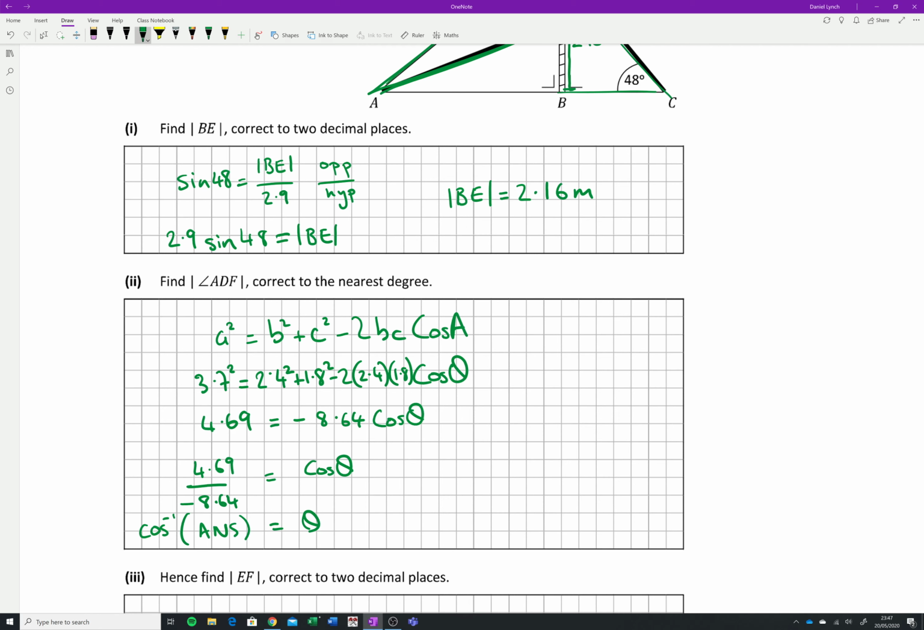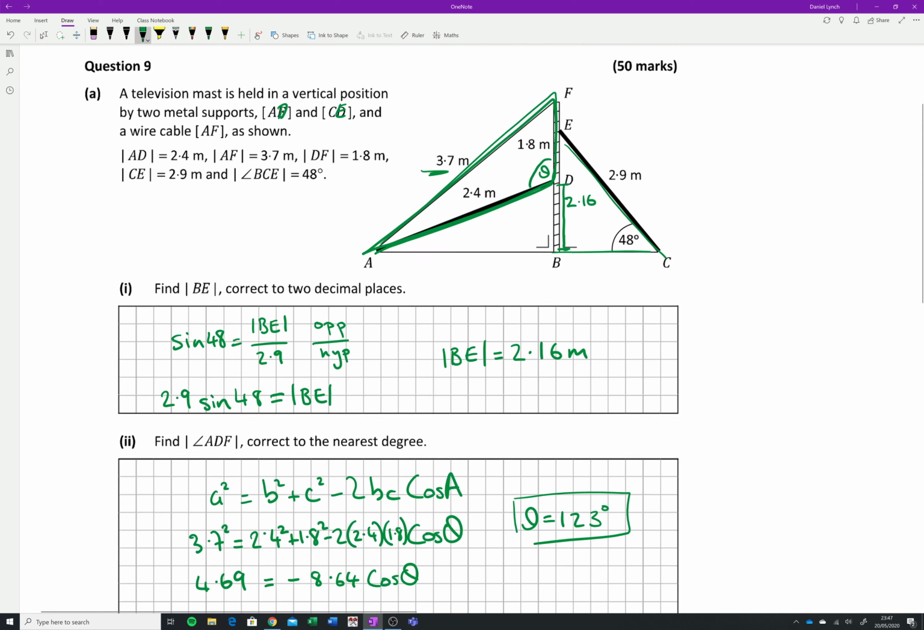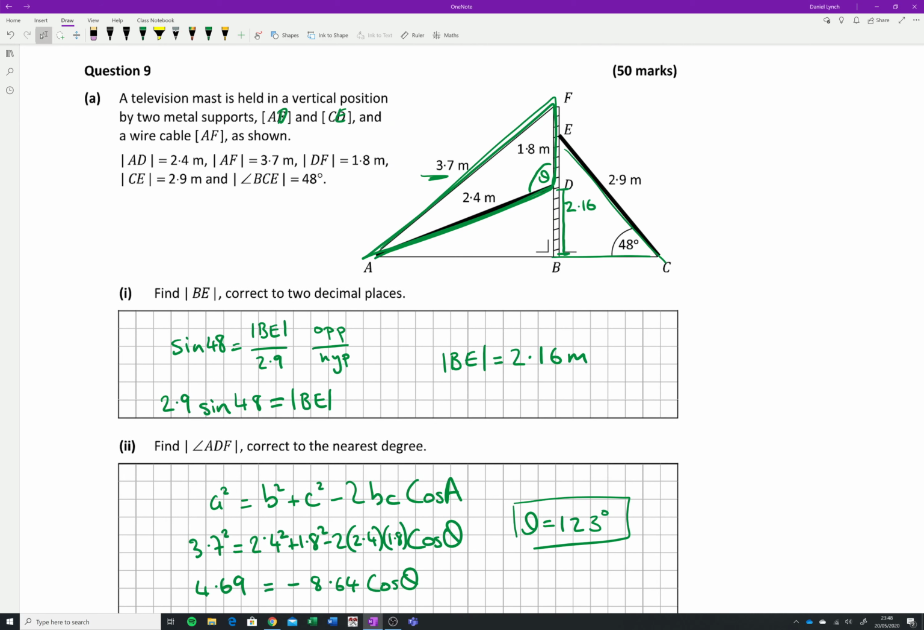Okay, so if I now do cos inverse of the answer, cos inverse ANS, press equals, it's telling me that theta there is 122.8 to the nearest degree, so 123 degrees. There's my answer. I didn't want to give it away there because it's important that you know when to use the cosine rule, but I did see a cheeky way of getting it.